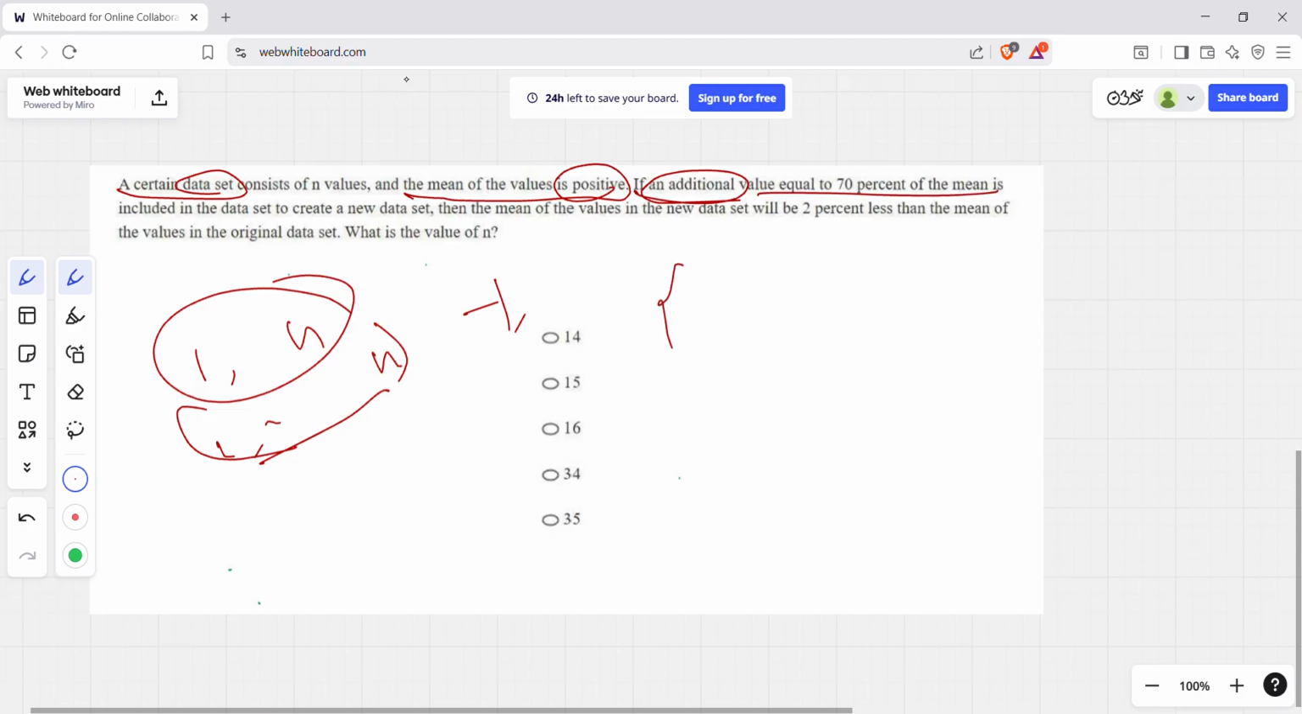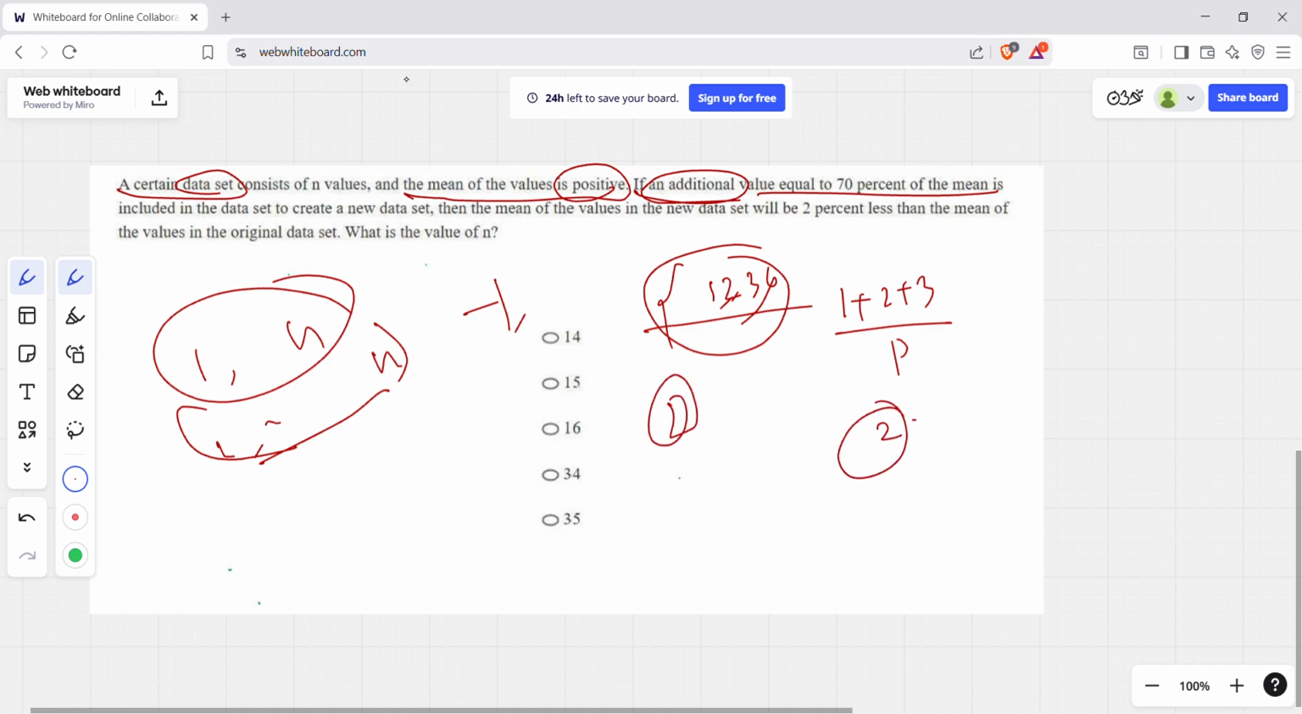There are three values, one, two, three. You find the mean of these three values: 1 plus 2 plus 3 divided by 3, which will give you 2. So 2 is your mean. You have to find the 70% of that 2. The 70% of 2 will give you the new data that will be added here. So 70% of 2 is 70 over 100 times 2, cross out, which is 7 by 5, your new data.